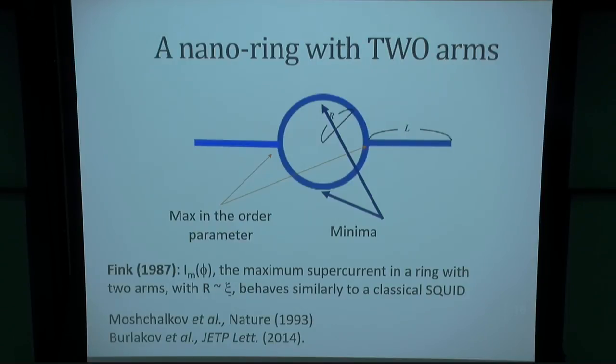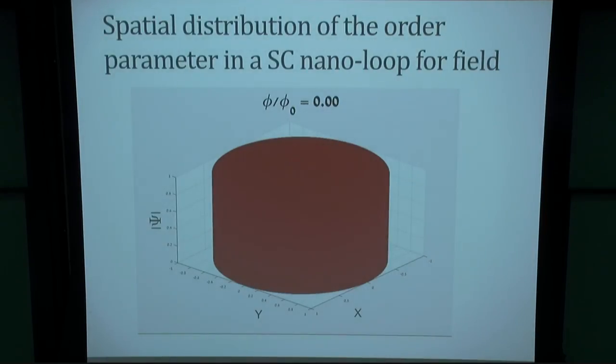But what I want to emphasize today is the effect of the bias current. So just before I jump to explain the role of the bias current, what I want to do is to illustrate the idea of this non-homogeneous local order parameter.